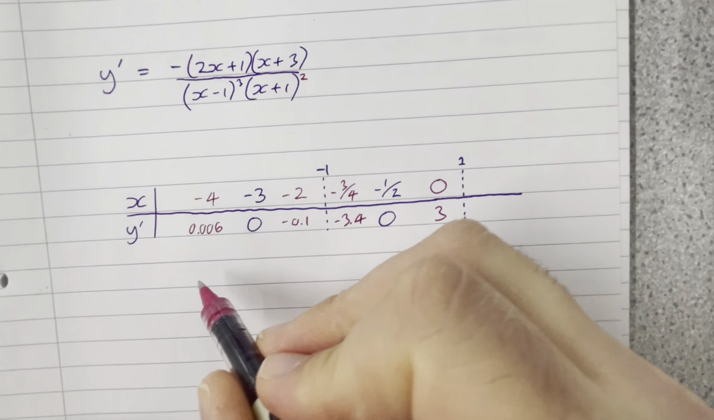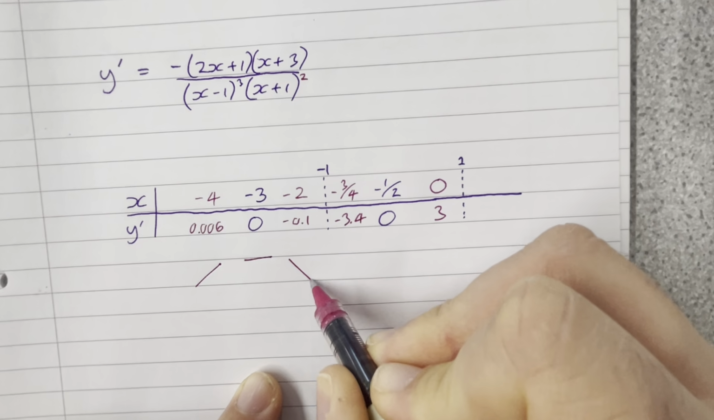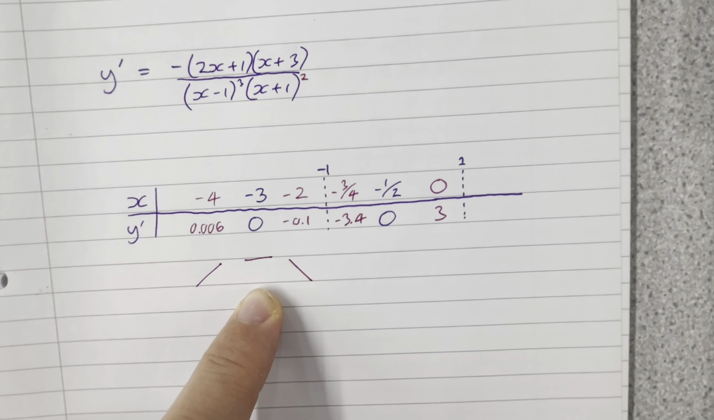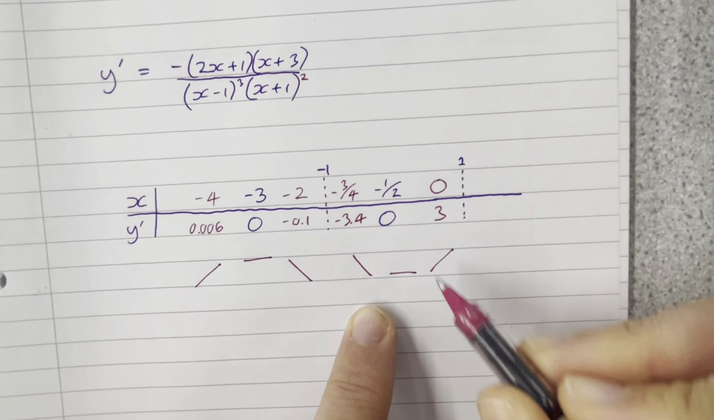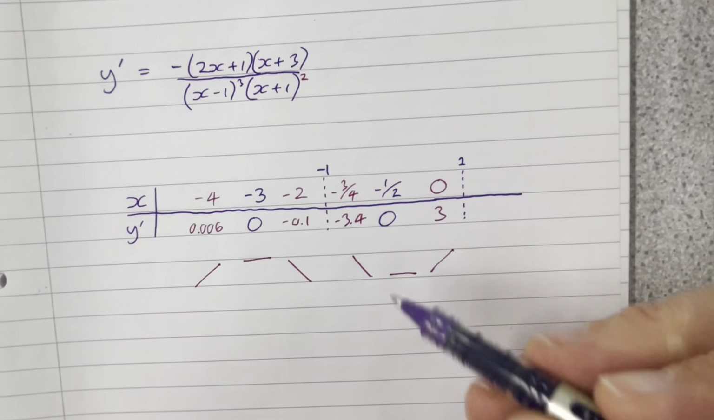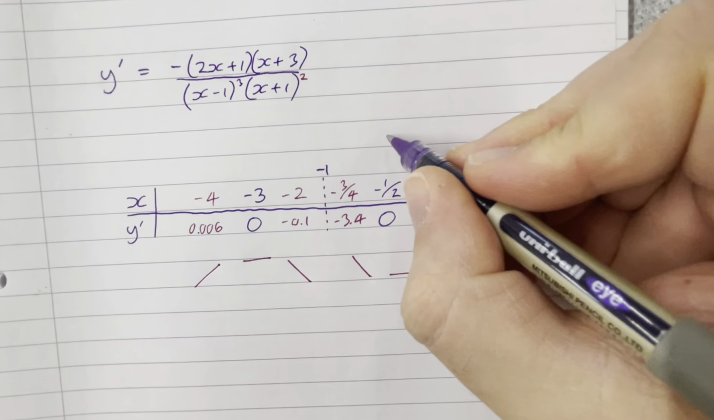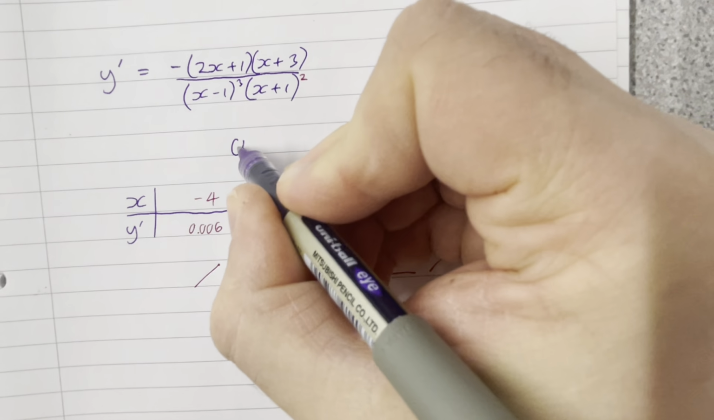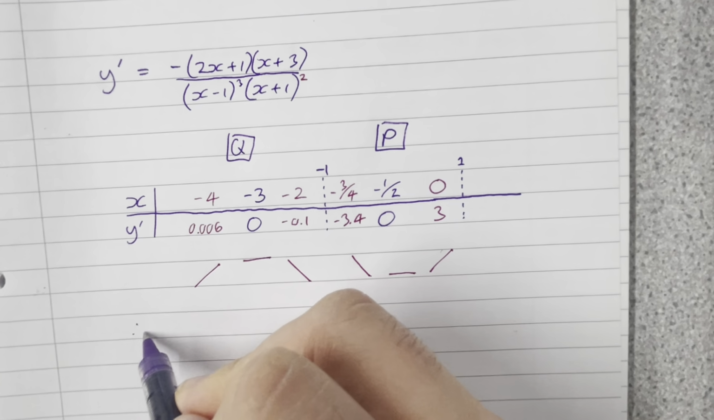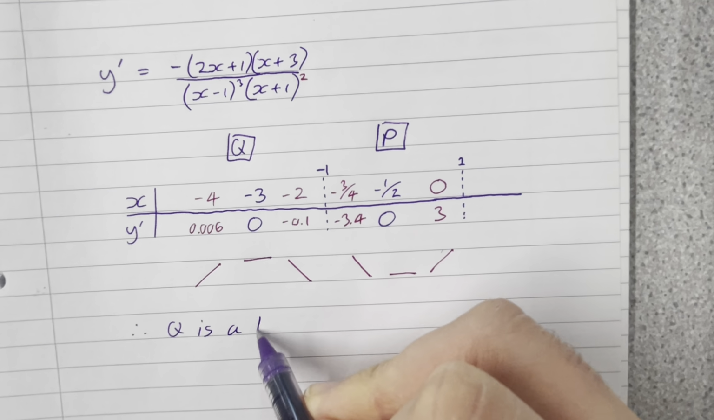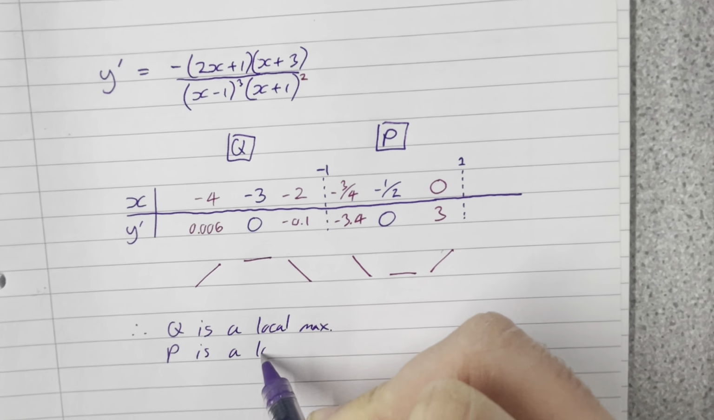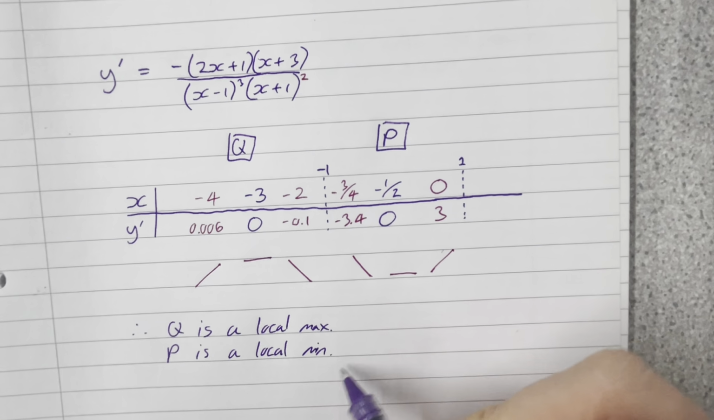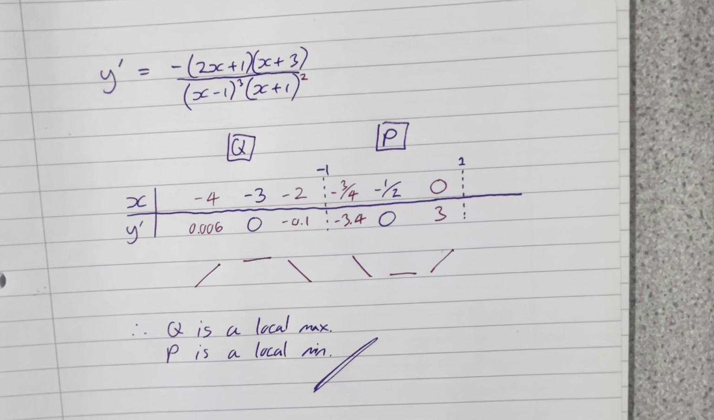And we can see that there's a positive gradient there, a 0 gradient there, and a negative gradient there. So therefore Q is a maximum. And here we've got a negative gradient there, a 0 gradient there, and a positive gradient there. So we can see that P is a minimum. Kind of see that shape there. So this is the point P, and this was the point Q. And we can see, therefore, Q is a local max, and P is a local min, which is what the graph alluded to, but the question asked us to confirm that using the algebra. Which is what we've done.